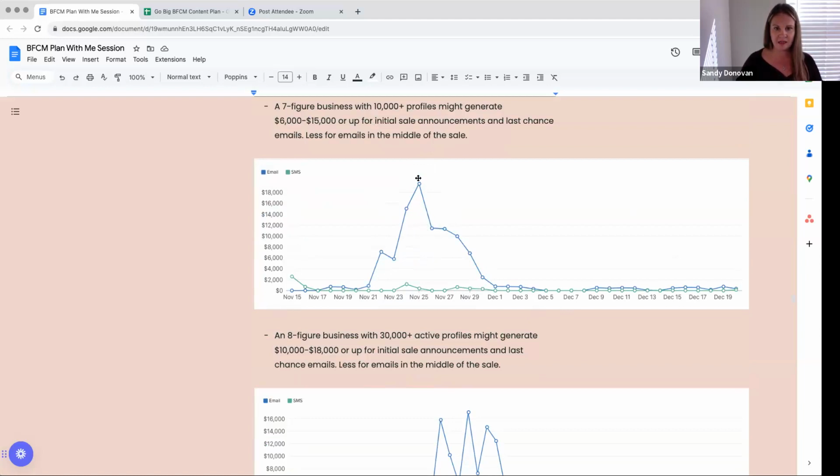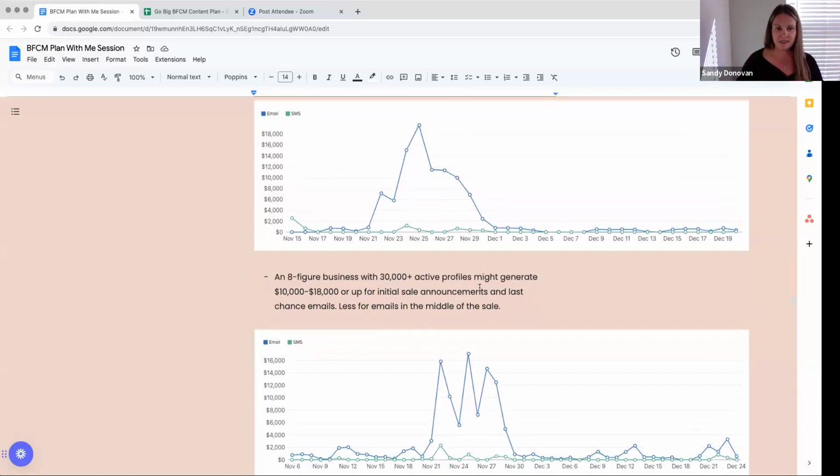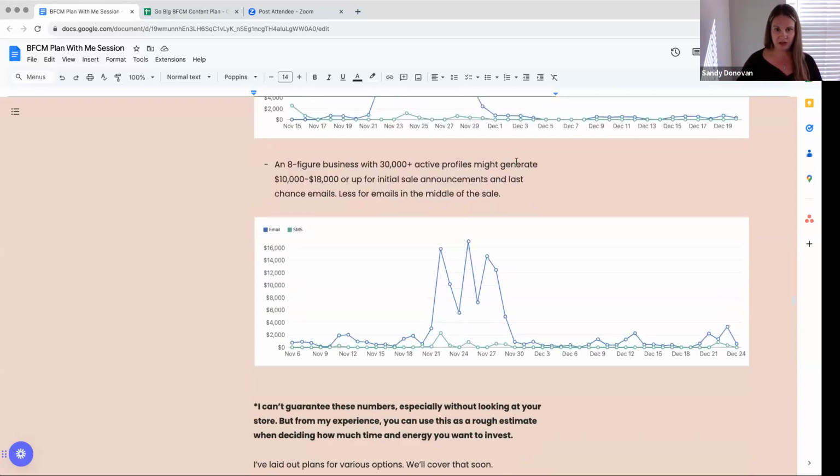It's going to be less than this, but still going to be significantly higher. So if you're in that boat, you probably want to make sure you have a lot of touch points because every touch point is going to be very significant. You can invest a little bit more because you're going to get it back. 8-figure businesses with 30,000 active profiles or up, you want to go all in because if you don't, you're going to leave money on the table.